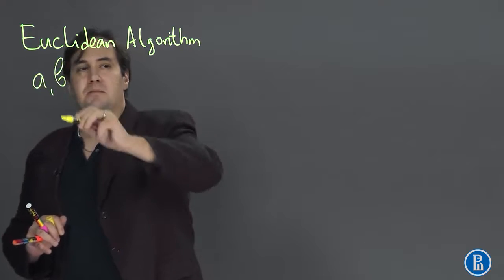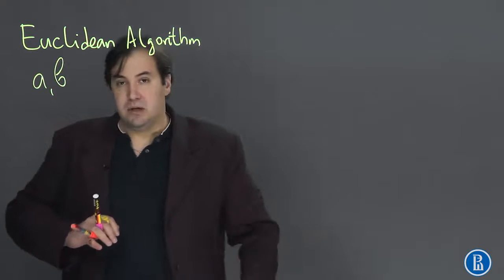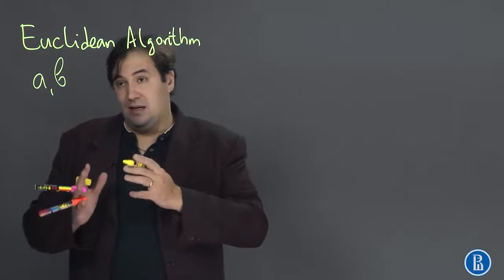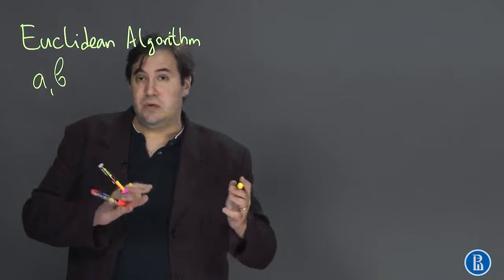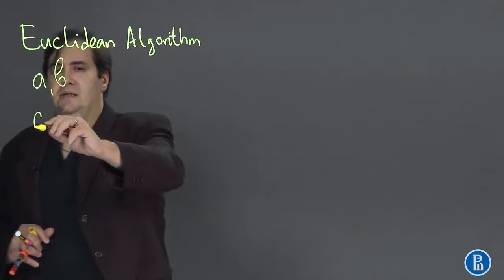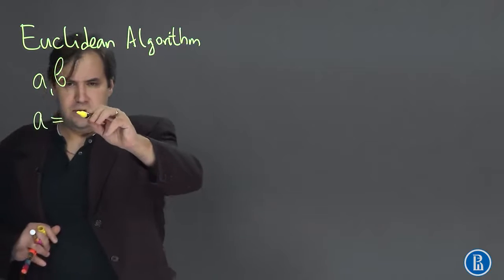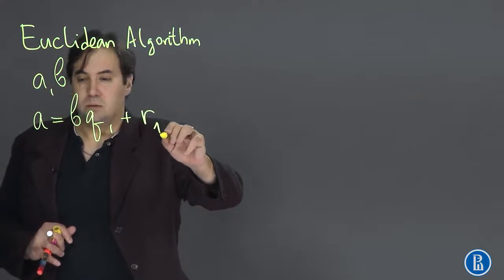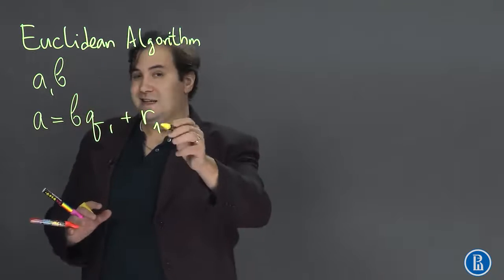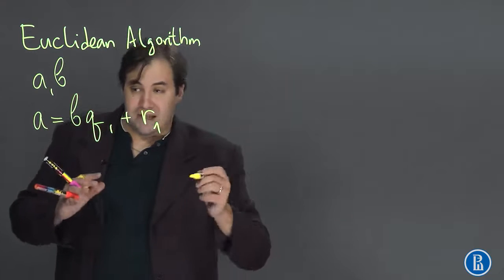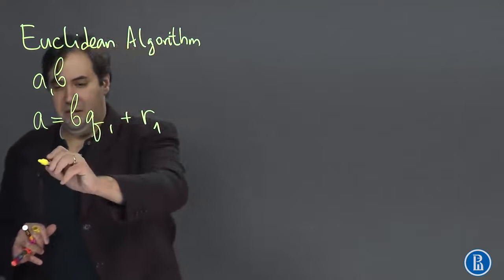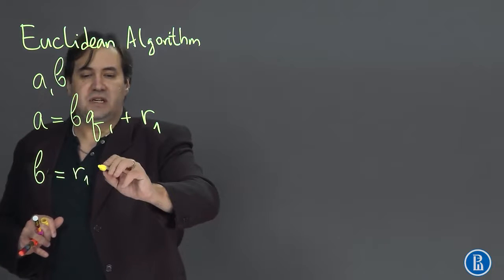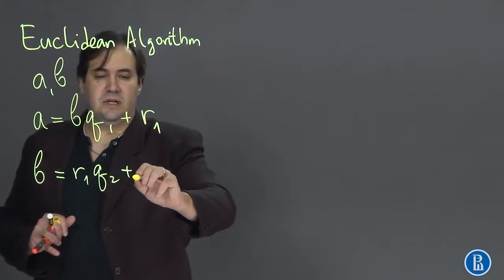A and B that belong to a ring. And let's divide A by B with remainder. A is equal to B Q1 plus R1, where, of course, R1 is the remainder. Then we know that B comes here and R1 comes here, Q2 plus R2.